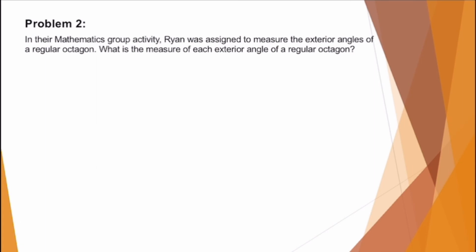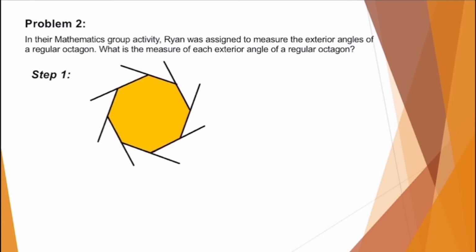In their mathematics group activity, Ryan was assigned to measure the exterior angles of a regular octagon. What is the measure of each exterior angle of a regular octagon? Step 1. In the given problem, our goal is to solve for the measure of each exterior angle of a regular octagon.